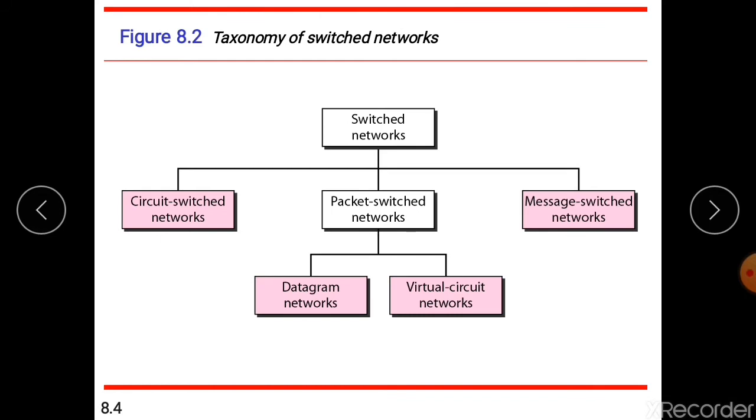Traditionally, we discuss 3 different methods for switching: circuit switched networks, packet switched networks and message switched networks. Nowadays only 2 exist, circuit switched networks and packet switched networks. And the packet switched network is divided into datagram networks and virtual circuit networks.